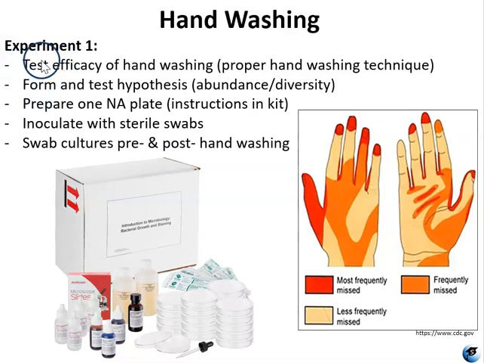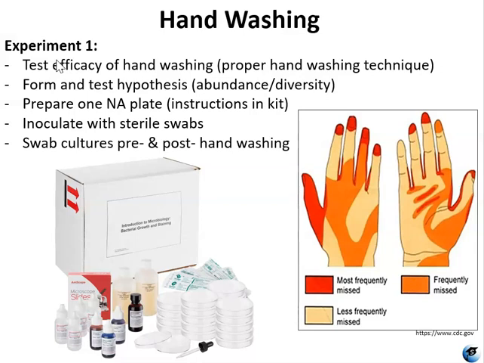The main objectives for experiment one are going to be to test the efficacy of hand washing when using the proper hand washing technique and to model the scientific method. The very first thing you want to do is formulate a hypothesis that you're going to test. So you want to make a predicted outcome that includes some rationale. For example, will your hands have more or less bacteria before you wash them versus after you wash them?